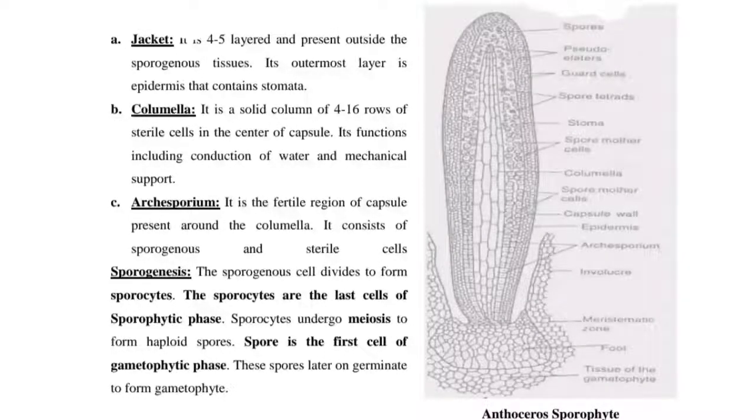It consists of sporogenous and sterile cells. Sporogenesis. The sporogenous cell divides to form sporocytes. The sporocytes are the last cells of the sporophytic phase. Sporocytes undergo meiosis to form haploid spores. A spore is the first cell of the gametophytic phase. These spores later on germinate to form the gametophyte.